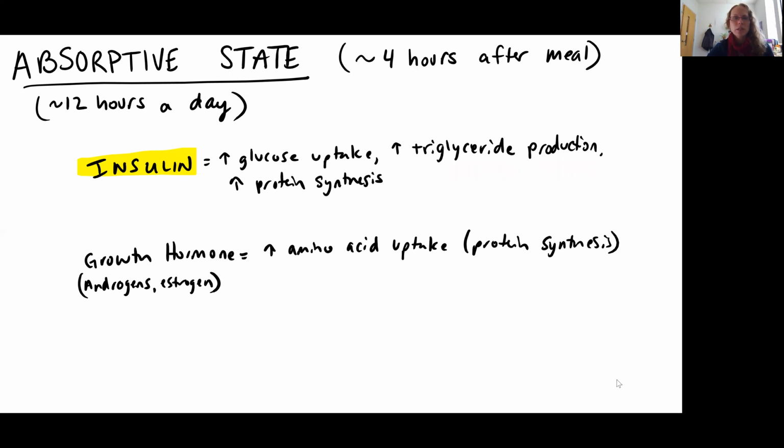During this whole period of time when you are absorbing nutrients from your meal, so about 4 hours after your meal, you're going to be in what's called the absorptive state. So if you're eating a breakfast and a lunch and a dinner, then for about 12 hours every day, your waking hours when your cells are most metabolically active, you would expect to be in the absorptive state.